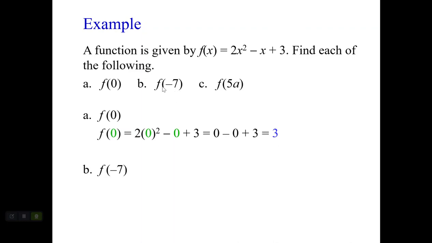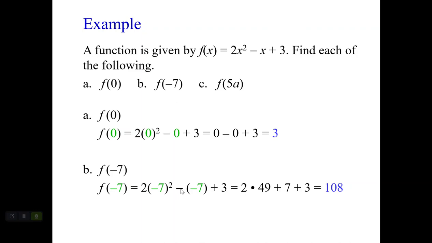Similar to f of negative 7, you want to find the y value when x equals negative 7. So you replace x by negative 7. Remember, this is x squared, so the entire negative 7 needs to be squared. You have 2 times negative 7 squared, and negative 7 squared becomes positive 49.